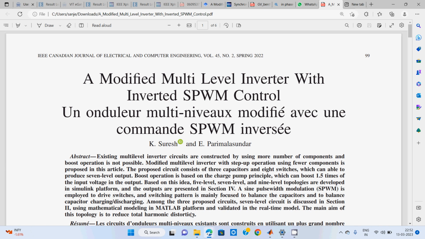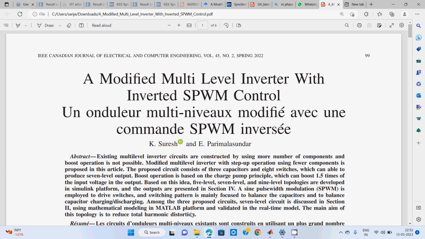fuel cells, supercapacitors. These energy sources have a low DC voltage, so in order to boost up the voltage, we are using boost converters. And then that DC voltage is given to the inverter for DC to AC conversion.